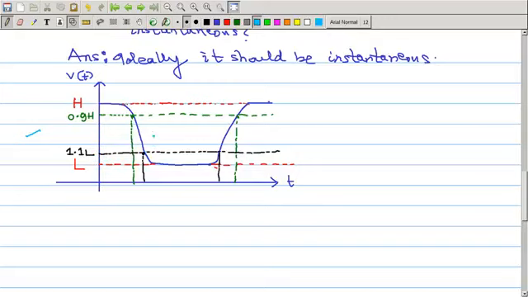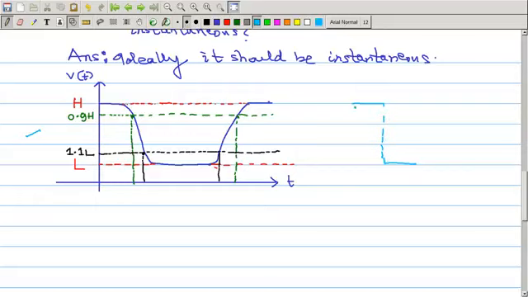Now you see, ideally how should the plot look? If it is the ideal signal, the plot should be like this, and then it should go like this. You remember your Fourier analysis classes. So the signal should be this. There should be no time delay, that is, it should be discontinuous. You see that there is a discontinuity over here. This point is a discontinuity basically.